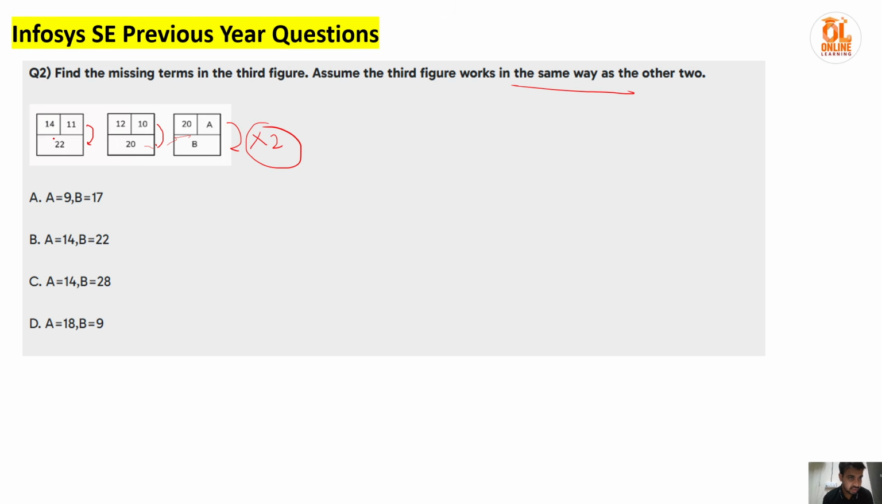Let us find something. See this. 14 plus 8 is 22. 22 divided by 2 is 11. 12 plus 8 is 20. 20 divided by 2 is 10. So we have to follow the same pattern. 20 plus 8, 28. 28 divided by 2 is 14. So B is 28 and A is 14. So option C is the right answer.